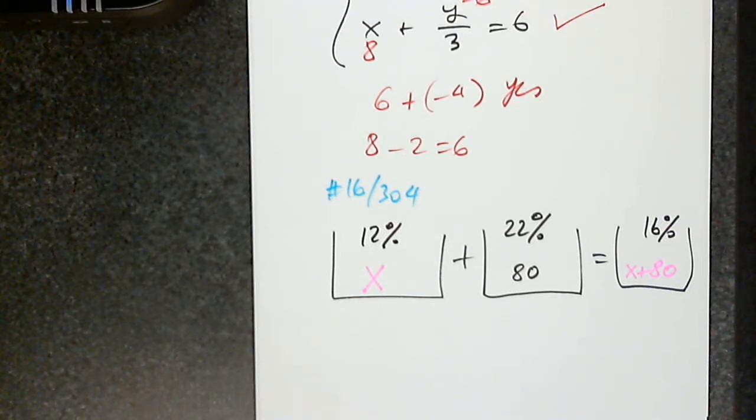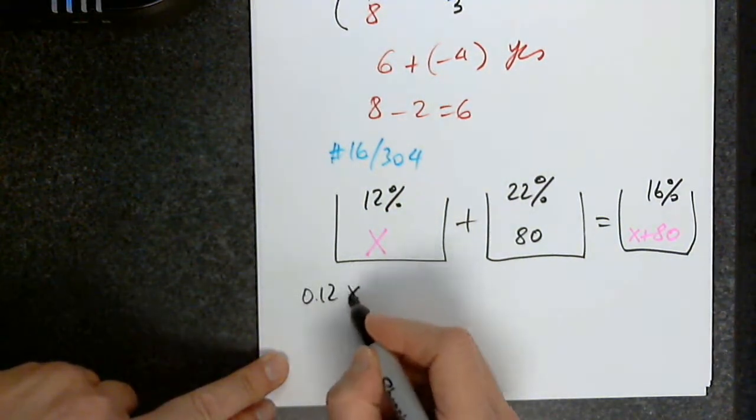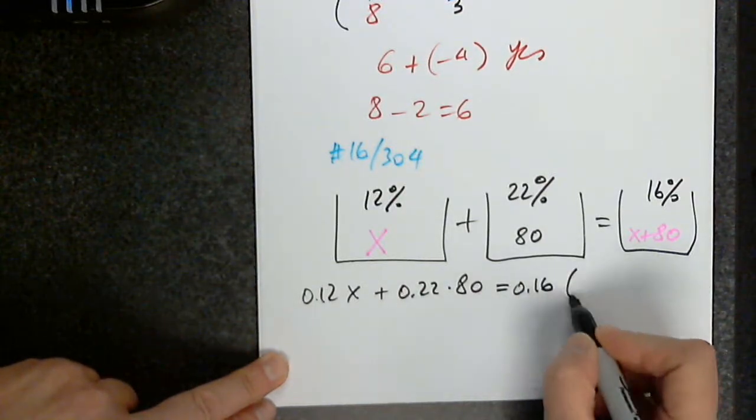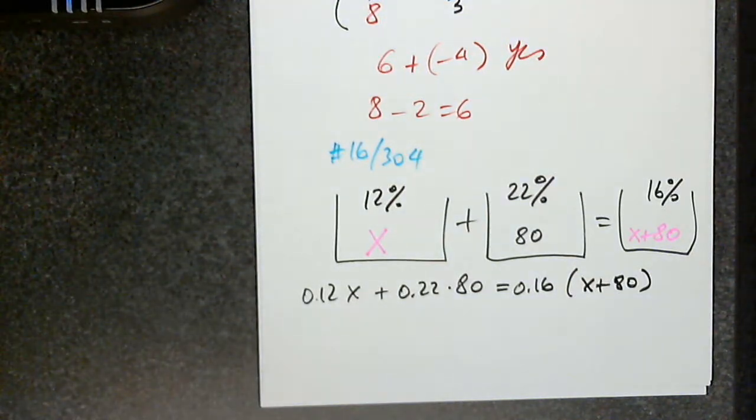So can anyone give us the equation that we have to write and solve? And then we'll find another one with two variables. Okay, so 0.12 times x plus 0.22 times 80 equals 0.16 times x plus 80. Right?